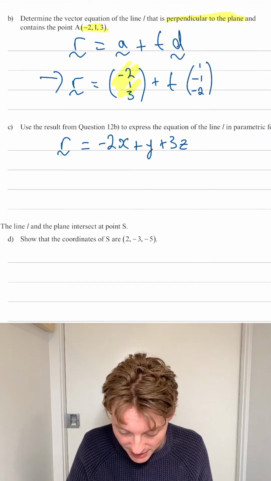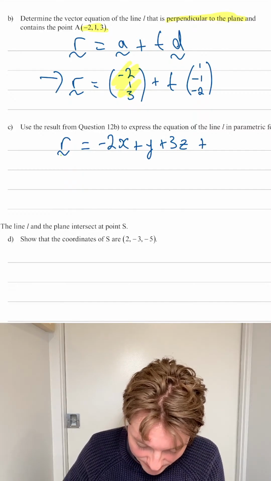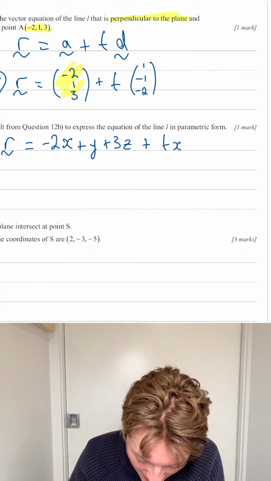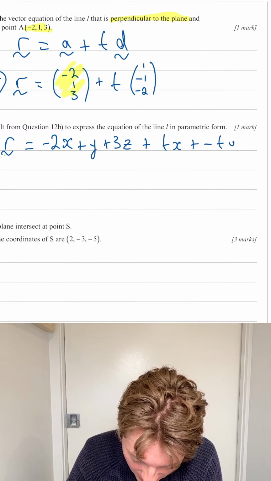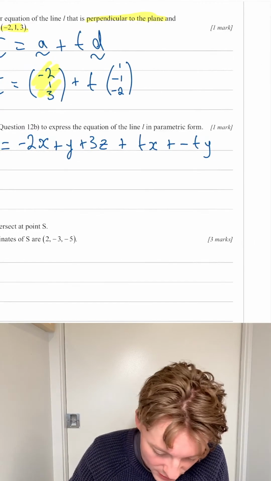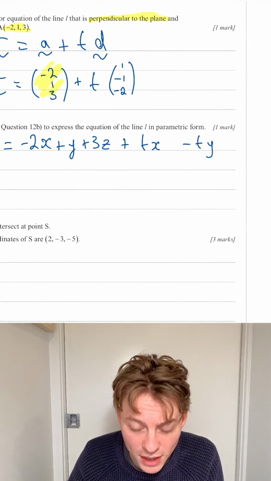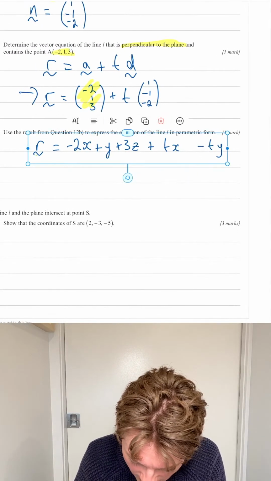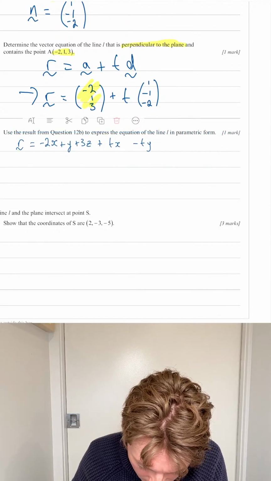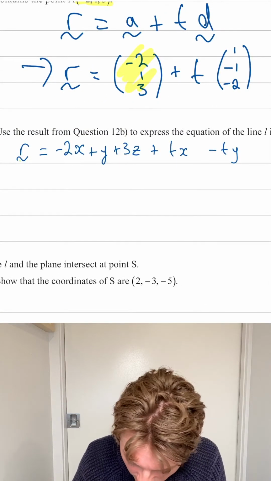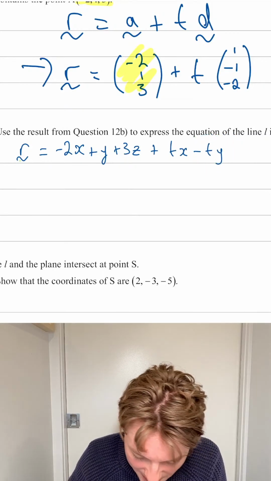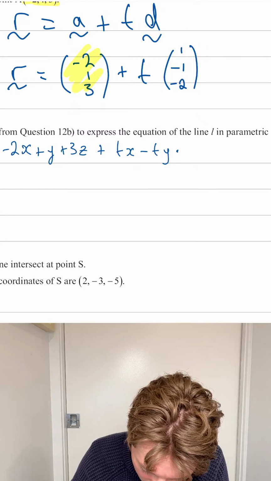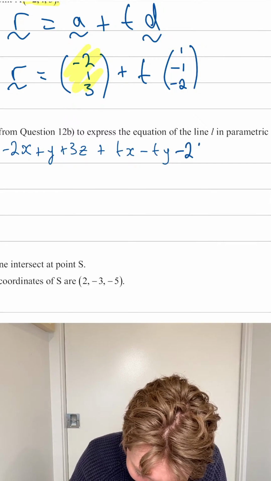And then for my t part, that is going to be plus tx plus minus ty. Let me just fix this a little bit. Let me grab all this and we'll shrink it slightly. Okay. And I'll pull this back across so it looks a little bit neater. And then if I expand the last bit, I get minus 2t. For this last part, I get minus 2tz.